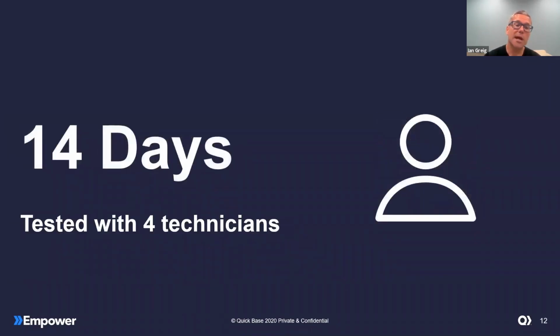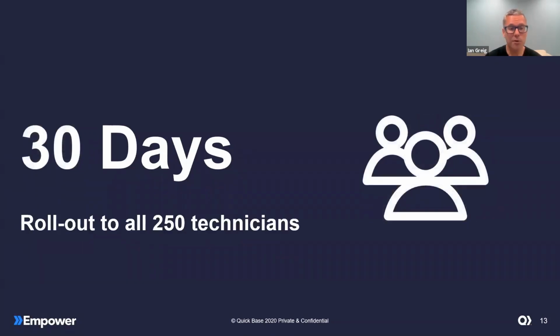We then rolled it out to 4 technicians for 14 days just to test it with them to make sure it's working fine, get their feedback on the usability. And once we felt confident that things were working well, we then rolled it out within a 30-day period to all our 250 technicians. They already had existing mobile apps, so all they had to do was download the QuickBase app and then sign in, and there it was available on their system. So that happened in less than 30 days.